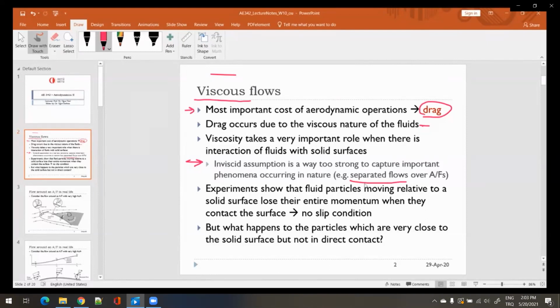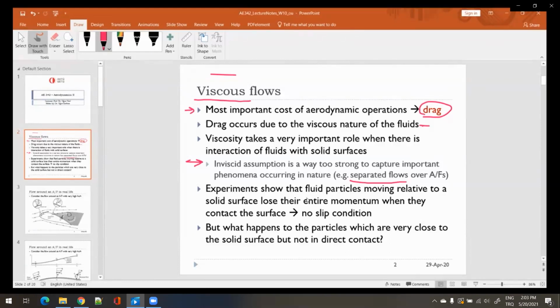So basically, as I was describing here, and this was experimentally proven, the first studies were started by Prandtl in the early 1900s and continued later with his students, is that when the fluid particles are moving relative to a solid surface, as they get closer and closer to the solid surface, they keep losing their momentum, and they move slower and slower as they get near the surface.